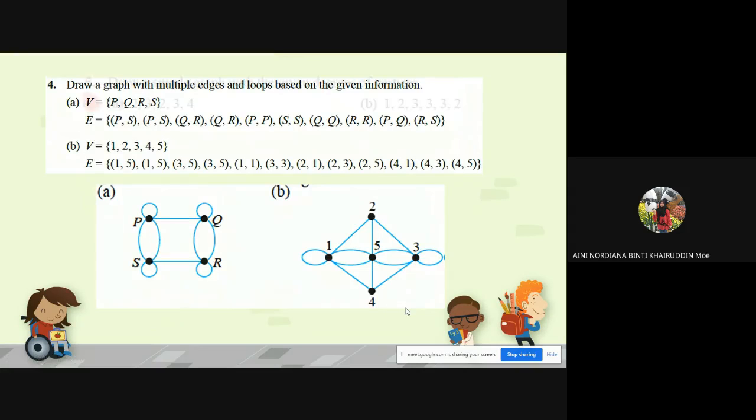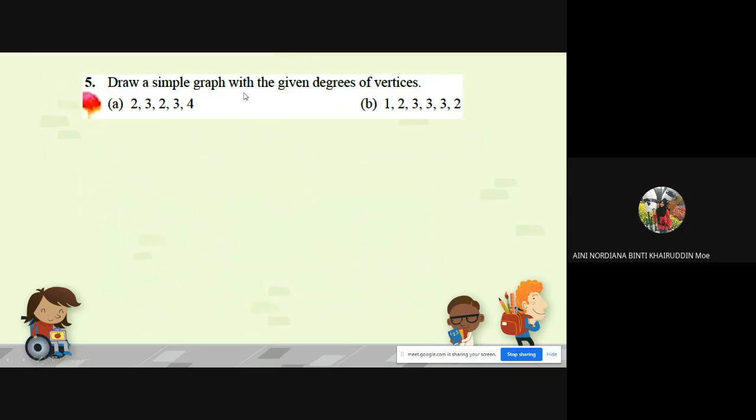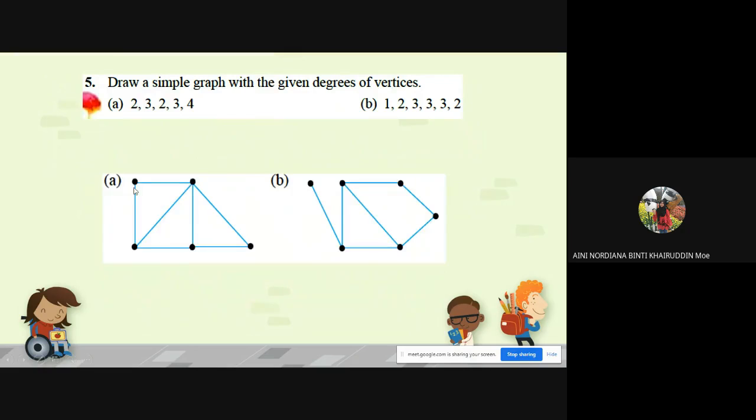Alright. So question number 5. Draw a simple graph with the given degrees of vertices. Okay, what does this mean? This is actually the number of edges for each vertex. For A, here we have 1, 2, 3, 4, 5, meaning 5 vertices. Okay, this is the answer for A. 5 vertices. Then the 2 here means one vertex has 2 edges.